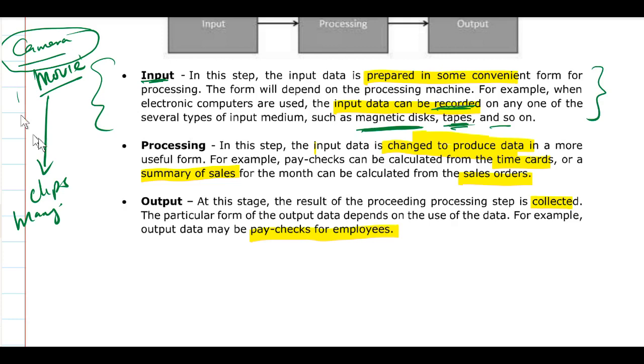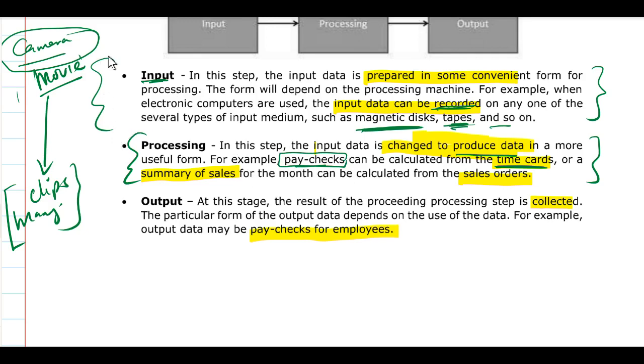Once you have captured those clips for the eventual preparation of the movie, the stage where you combine each of those clips, edit them, and probably add sound tracks and introductory clips is what we refer to as the processing stage, where the input data is changed to produce data in a more useful form. Going back to the paycheck example, paychecks are calculated from the time cards. A time card says you came to work at this time, you worked for 3 hours, then you went for a break, etc. Those time cards are summed up to produce a summary of time worked, which will enable us to produce the paychecks. But paychecks are not yet produced at this stage.